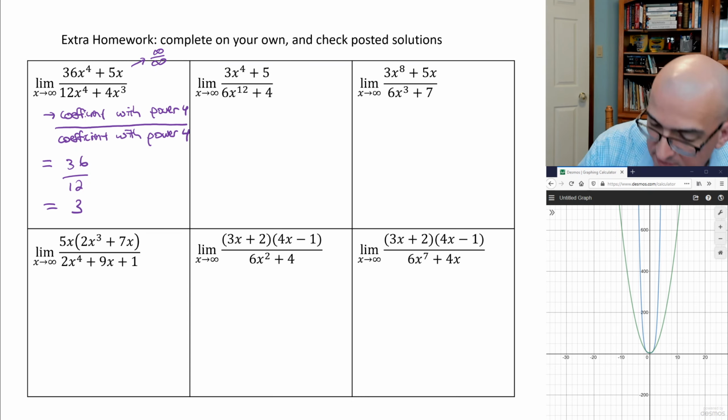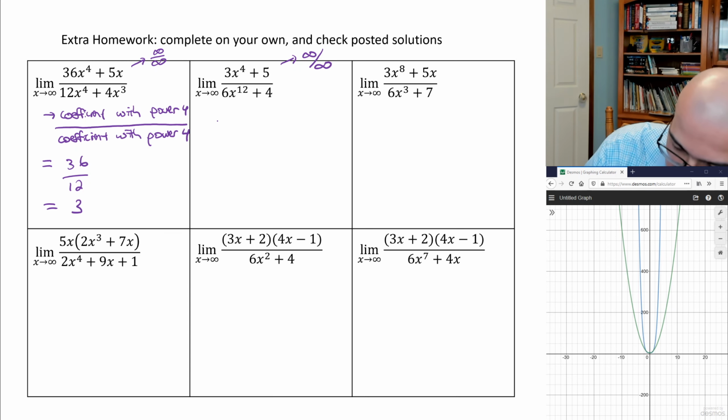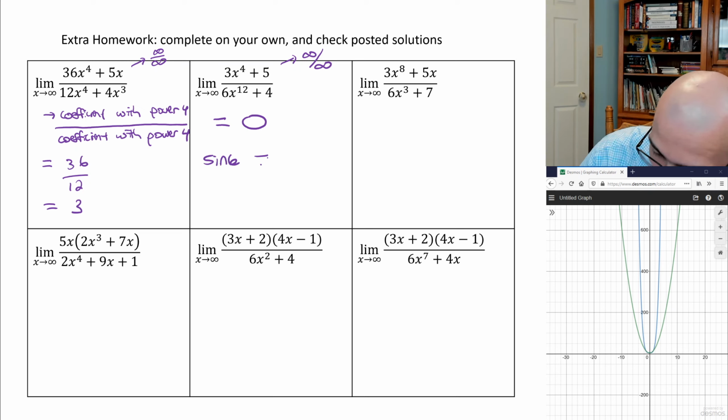Okay, next one. We have infinity over infinity, so we're going to have to do something. We could divide top and bottom by x to the power of 12 and use the theorem, or we can use a shortcut and just say it's equal to 0 since the bottom has a stronger power.